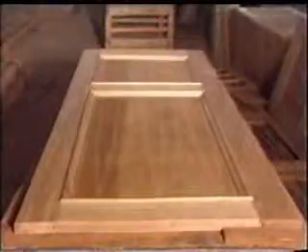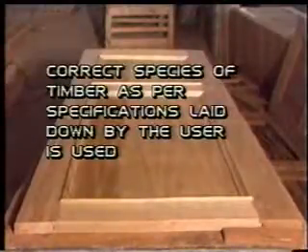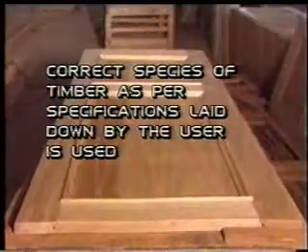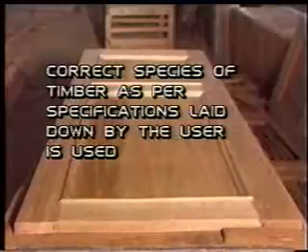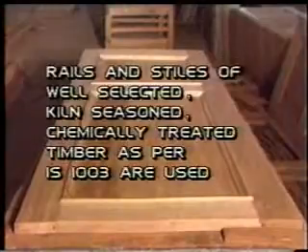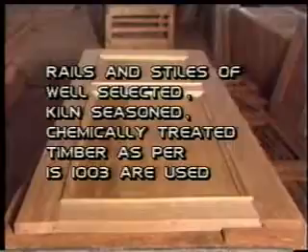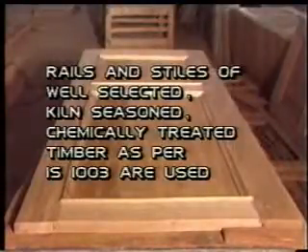While testing during manufacture, it will be ensured that correct species of timber as per specification laid down by the user is used. Rails and stiles of well-selected, kiln-seasoned and chemically treated timber as per IS 1003 are used.